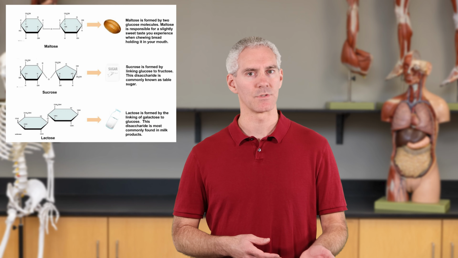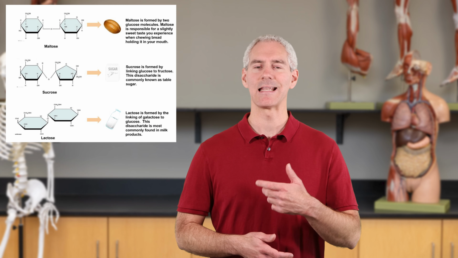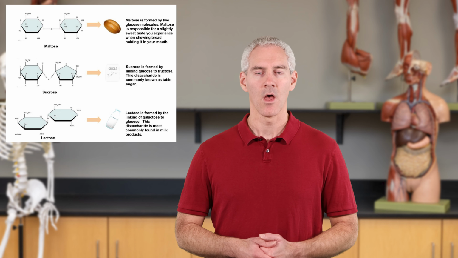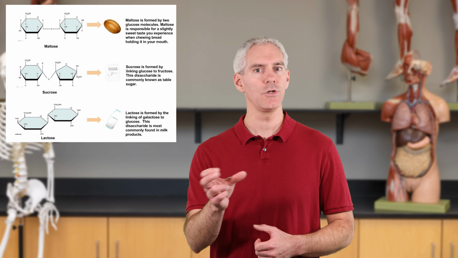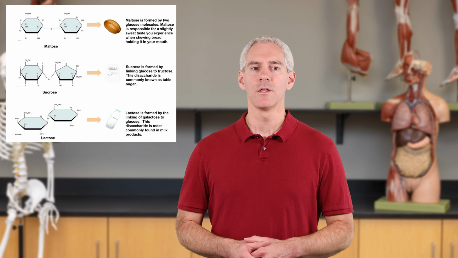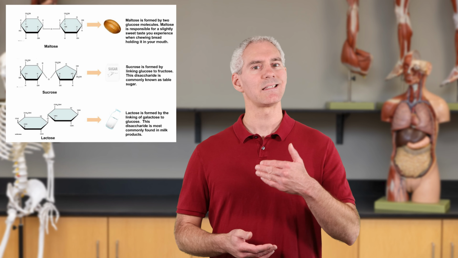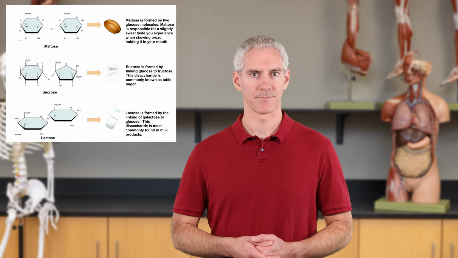Now the disaccharides, 2 rings bound together. Some examples there are going to be maltose, sucrose, and lactose. All 3 of those are going to have 2 rings. So these are going to be your simple carbohydrates.